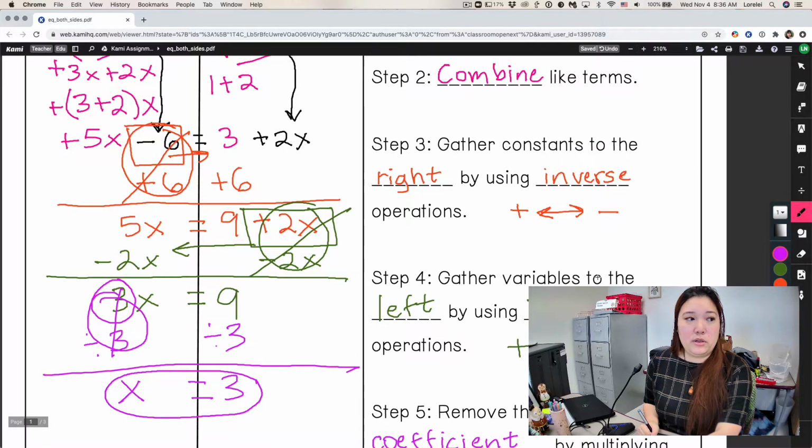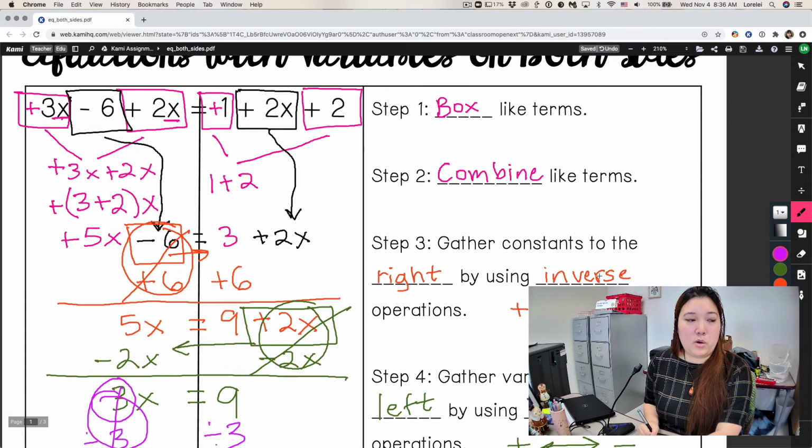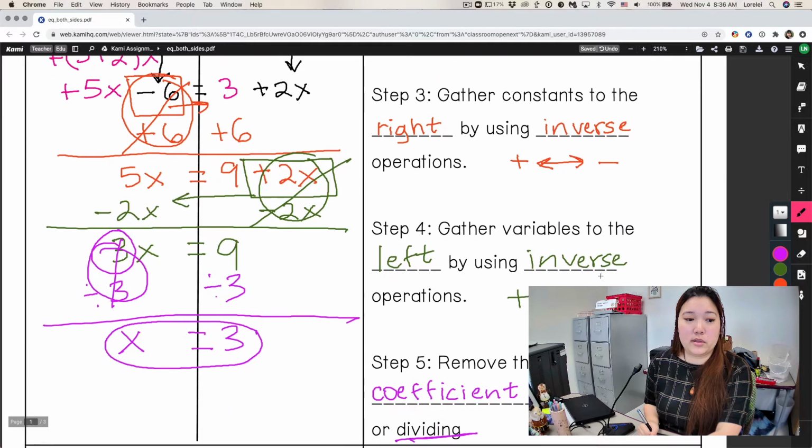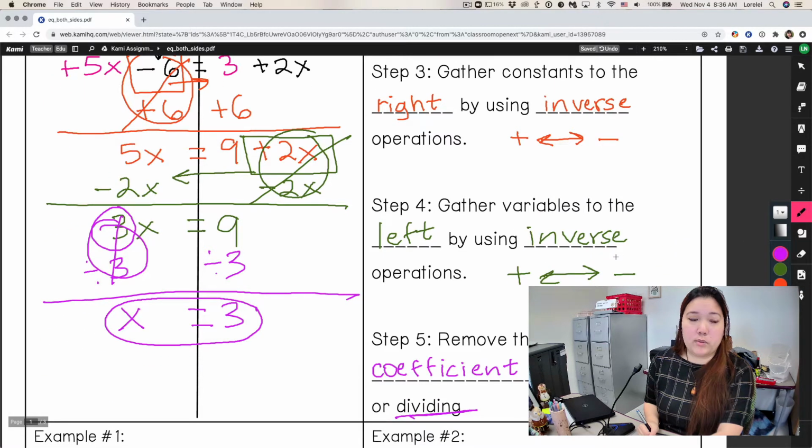So compared to our 1 and 2 step equations, this really just has the extra step of combining like terms and moving variables. Because before you would only have to add or subtract a constant and then you would just divide or multiply. But this time you have to also gather the variables together because we have variables on both sides. So you have 2 steps where you have to add and subtract. So this step right here of gathering the variables, this is what really makes this different.